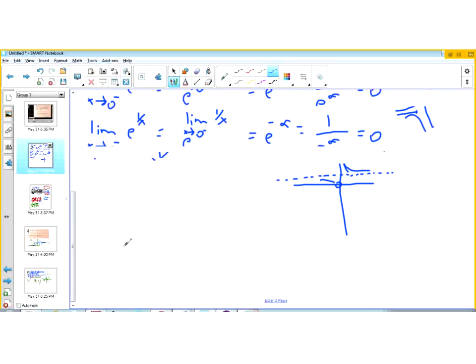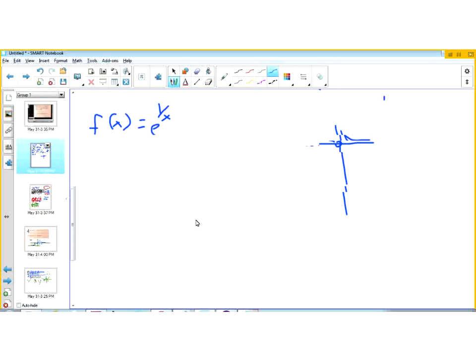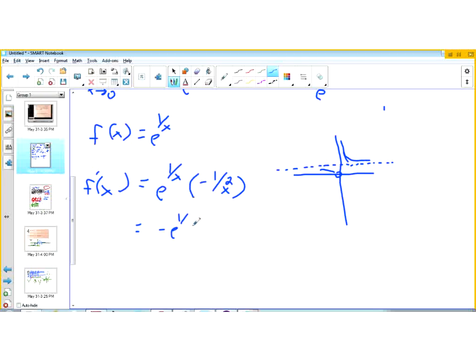Now, we have to, of course, account for any potential local mins, local maxes, and inflection points. So now we have to calculate the first and second derivatives. I think we can do this without having to use the derivative calculator. So f prime of x by the chain rule is equal to e to the 1 over x times negative 1 over x squared, which is equal to minus e to the 1 over x over x squared.